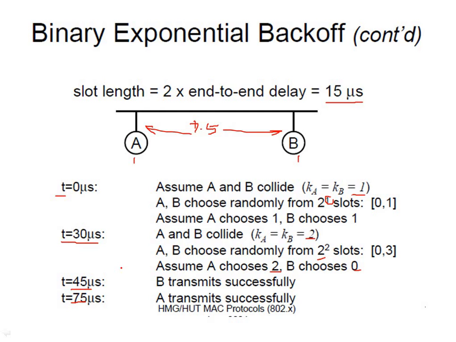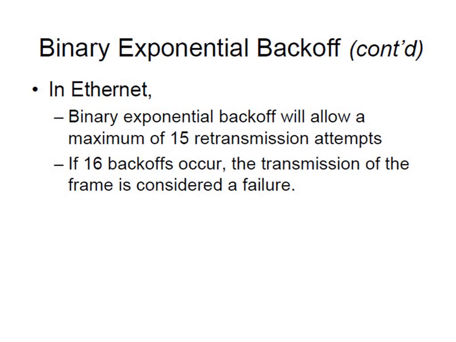So this is how the binary exponential backoff algorithm will work. Again at a particular moment, if a collision occurs, then Ka and Kb equal to 3, then 2 raised to 3, between 0 and 7 the slot will be chosen and accordingly transmission will take place. So this is how the binary exponential backoff will work. So after every 50 microsecond it will attempt, and maximum 15 attempts it will make, and if the 16th backoff occurs, the transmission will be considered a failure.